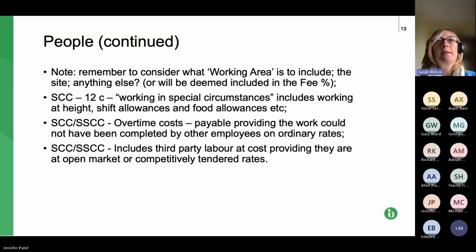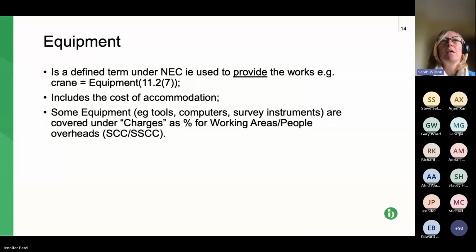So the next slide, please. Okay, so we've done number one, so that's the people. The next one is the equipment. So it's a defined term under NEC. So this is clause 11.27 of the core clauses, and it's defined as equipment is what's used to provide the works. So, I've used the example of the crane previously.